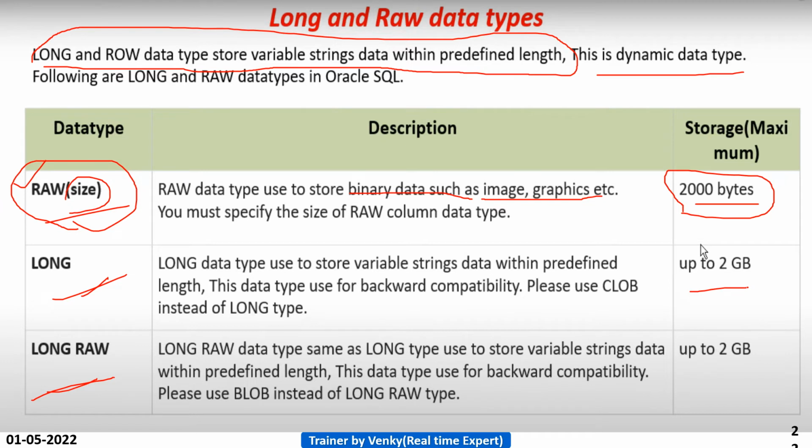Long is having 2 GB. Clear, guys? Lang raw is also having 2 GB. Lang raw also uses the 2 GB. So raw data type, binary information is stored, guys. Binary information it is stored. Photo, signature, thumb information, everything.